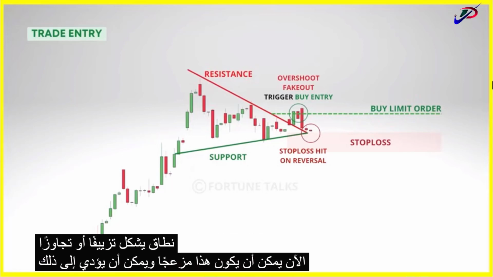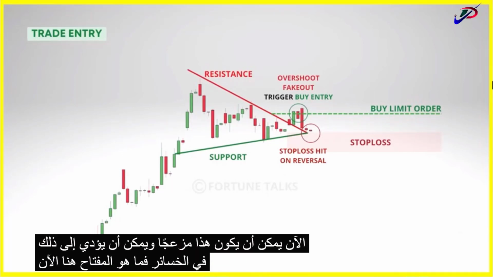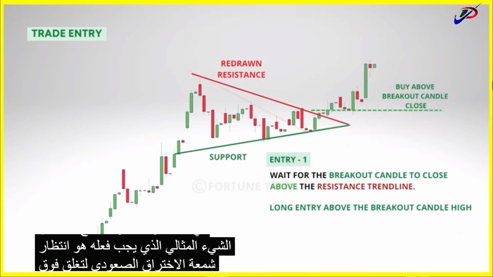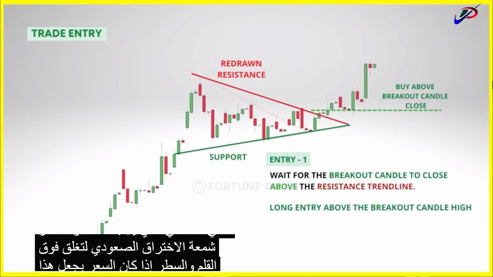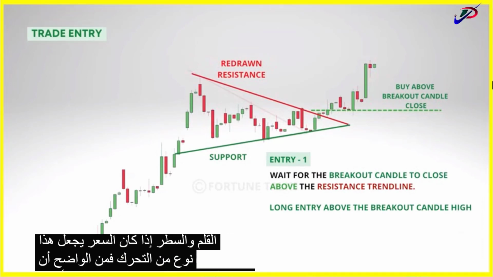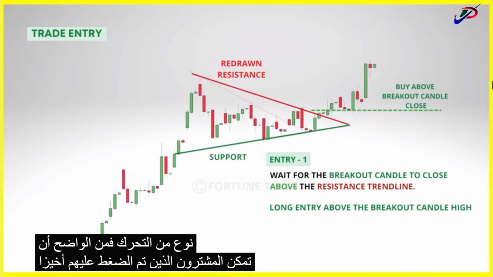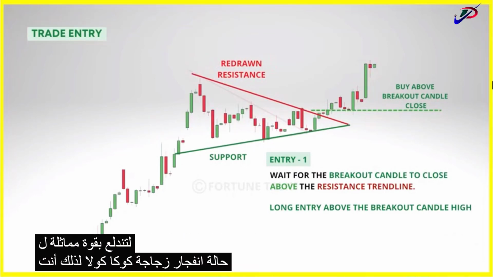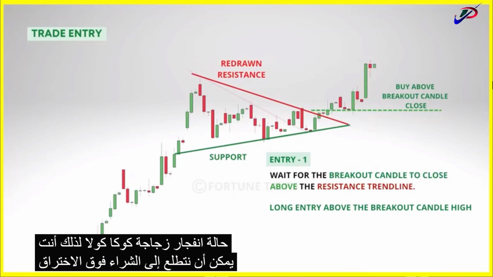Now this can be annoying and can result in losses. So what is the key here? Now the ideal thing to do is to wait for the bullish breakout candle to close above the pennant line. If the price makes this kind of a move, it's clear that the buyers who got squeezed finally managed to break out strongly, similar to the case of an exploding Coke bottle. So you can look to buy above the breakout candle's high price.